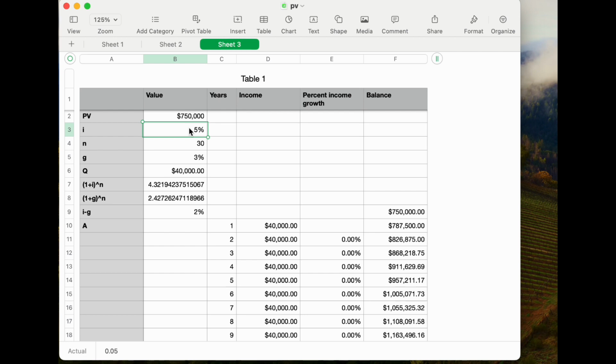We want this $750,000 to make payments for the next 30 years. We want a cost of living increase of 3% per year. And our pension is $40,000 per year. I also put in the commonly used terms to make inputting of the equation a little easier.